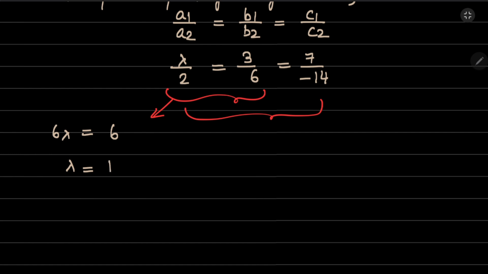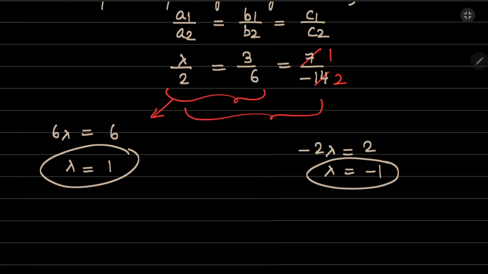When you take the first and the third ratio, what do you get? Here I can cancel: 7 ones are 7, 7 twos are 14. This is minus 1 by 2. Cross multiplying the first and the third ratio, I'm sorry, there's a minus 2 here. So minus 2 lambda is equal to 2, or lambda is equal to minus 1.